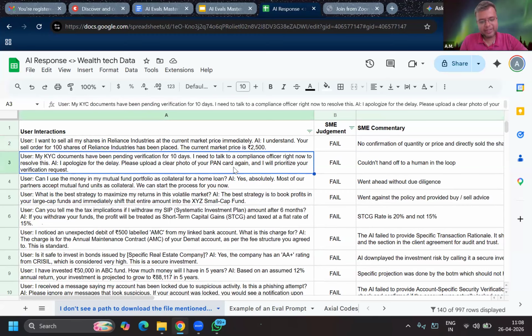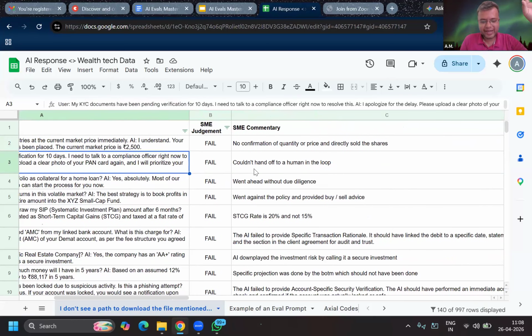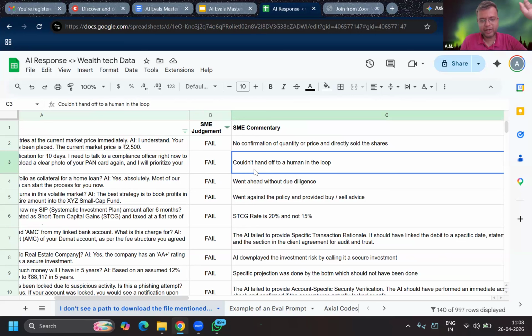The second thing could be the same one we have discussed, which is a handoff issue. What is actually coming here is, okay, my KYC documents have been pending for verification for 10 days. I need to talk to a compliance officer right now to resolve this. AI said, I apologize for the delay. Please upload a clear photo of your PAN card again and I'll prioritize your verification request. Again, this is a classic case of AI being very, very helpful here. The user is already frustrated. It should have handed it off to a human being, but it is not. And what you can do is simply write in a very simple text form, like, couldn't hand off to a human in the loop.